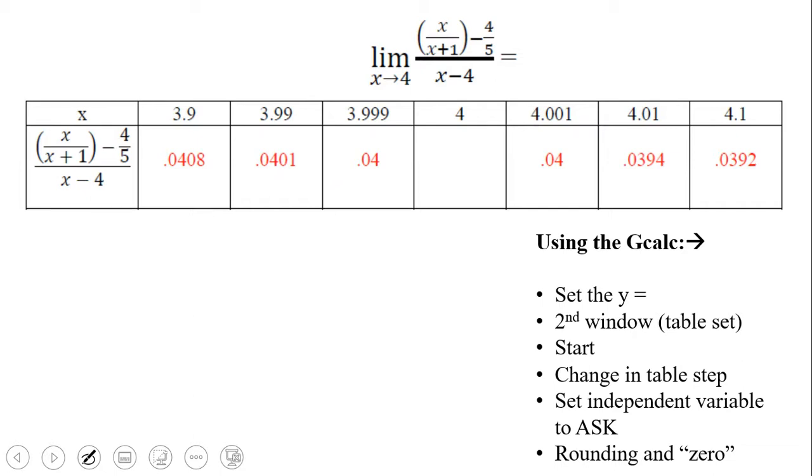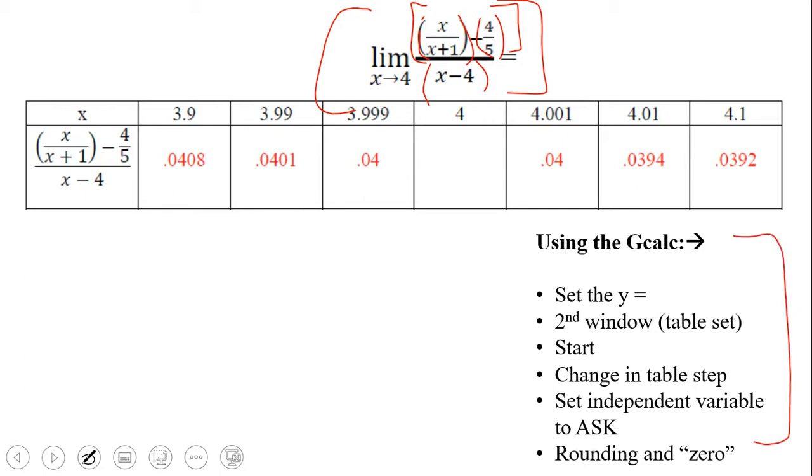Here's a more complicated example with some complex fractions. If you're going to type this into the graphing calculator, you just have to be really careful with parentheses. You would have to put parentheses not only around the x over x plus 1, you also have to put a big set around the top and a set around the 4/5 and a set around the denominator. So when in doubt, use extra parentheses.